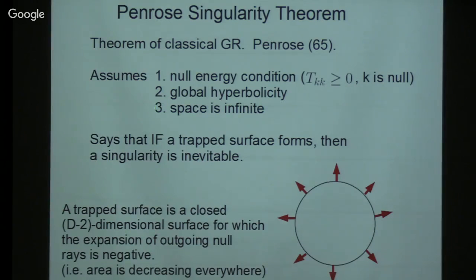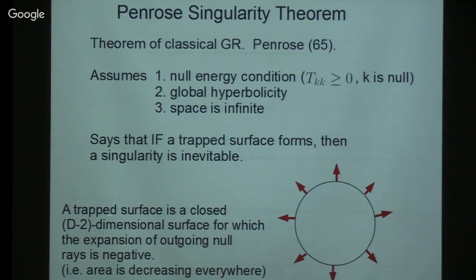The third assumption is that space is infinitely big. Technically, that it's non-compact, if you like topology lingo. The theorem says that if something called a trapped surface forms, then a singularity is inevitable. So what is a trapped surface?